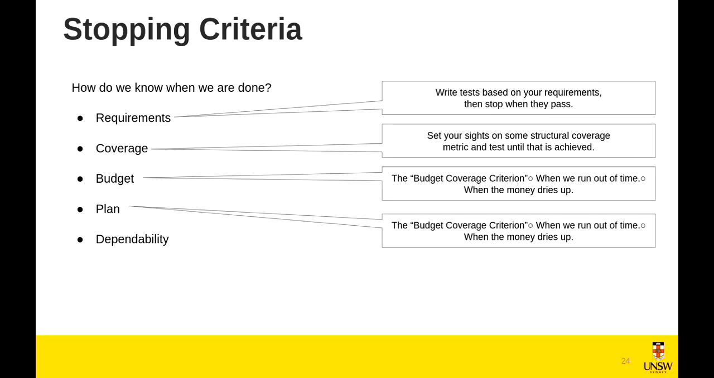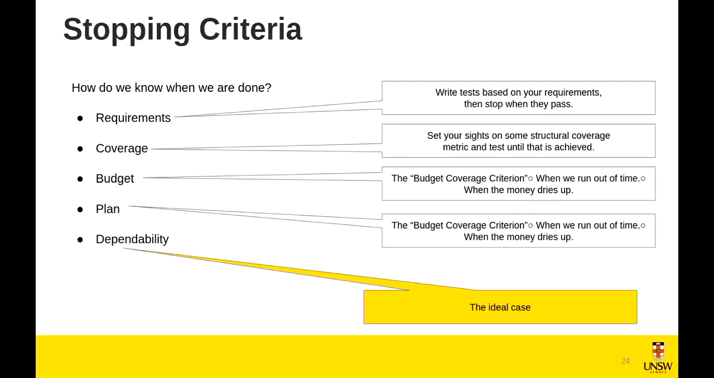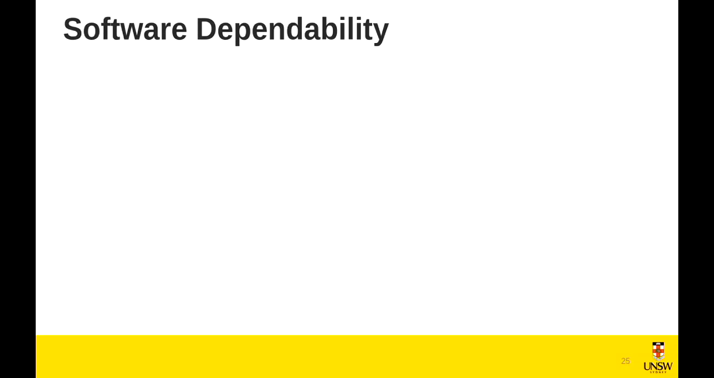But this is also still not ideal, because a plan is something we make before we do development, before we do testing. So we can't make sure that the plan reflects the actual case, and sometimes we cannot always follow the plan. That's why a testing plan is also not the most ideal stopping criterion. So the ideal case is actually to show some proof of the dependability of the software.